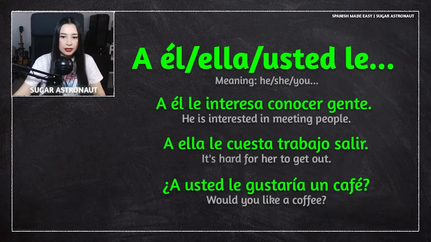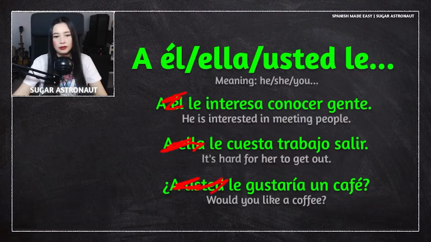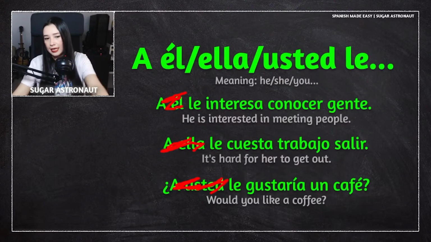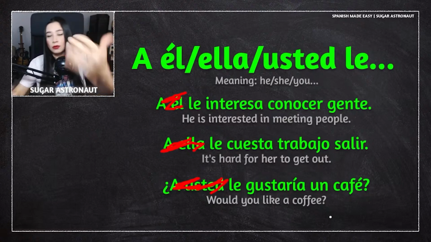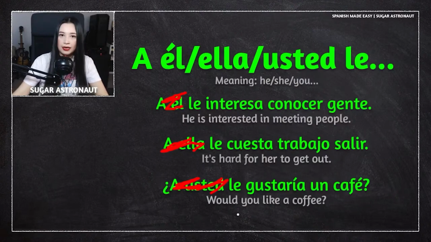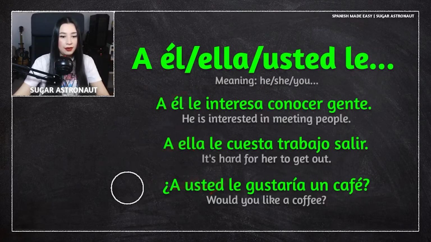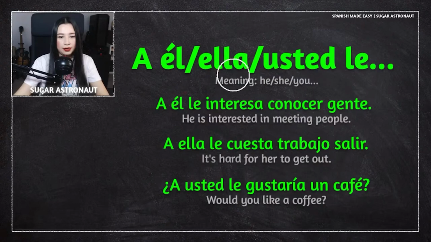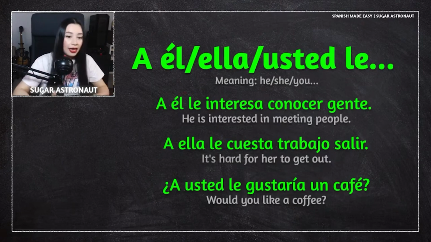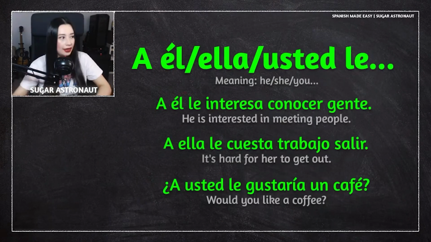Let me tell you, lastly, for this phrase, that again, you can just not use this, nor this, nor this. So you can just use le interesa conocer gente, le cuesta trabajo salir, le gustaría un café, and that's fine. It also works. But if you want to be more specific, especially with this phrase, because you have le for 3 different kinds of pronouns, then you can say a él le, a ella le, a usted le. Okay? So that's something important to notice for sure.